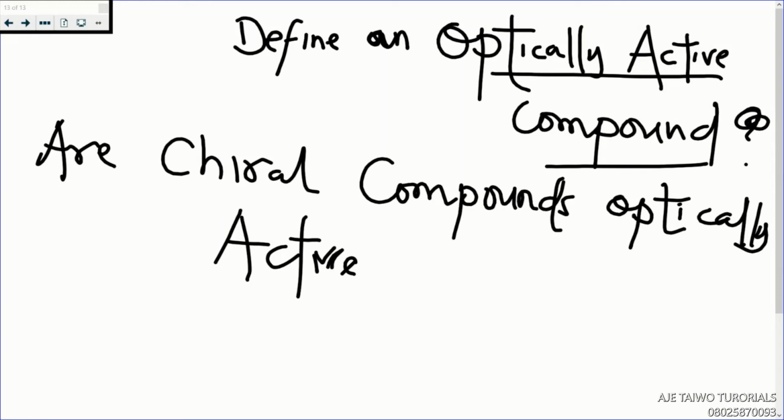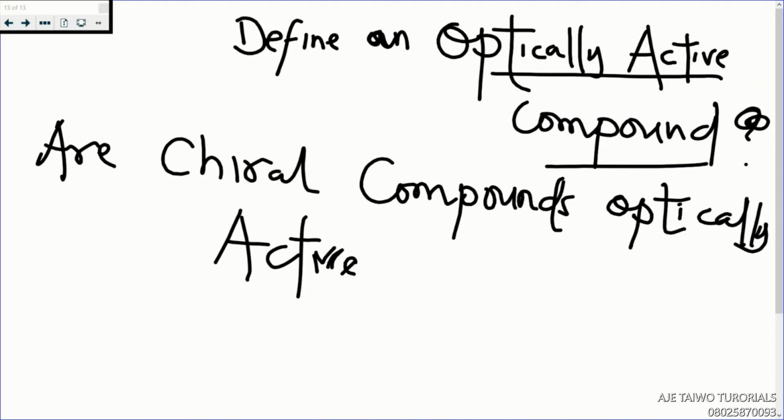That's another question. You say chiral compounds are optically active because they can rotate the plane of polarization of plane polarized light, either clockwise or anti-clockwise. Chiral compounds are optically active compounds.